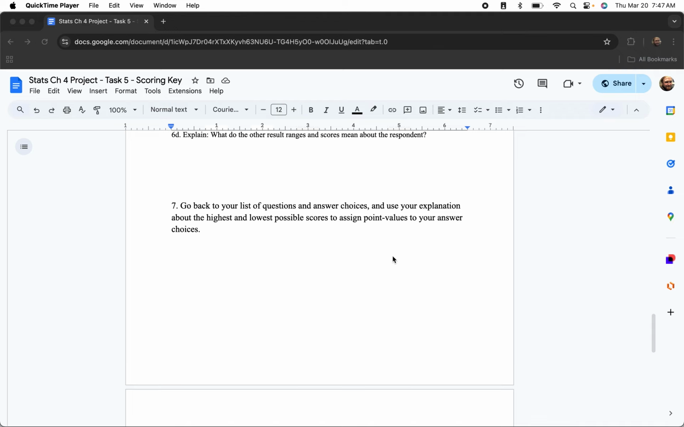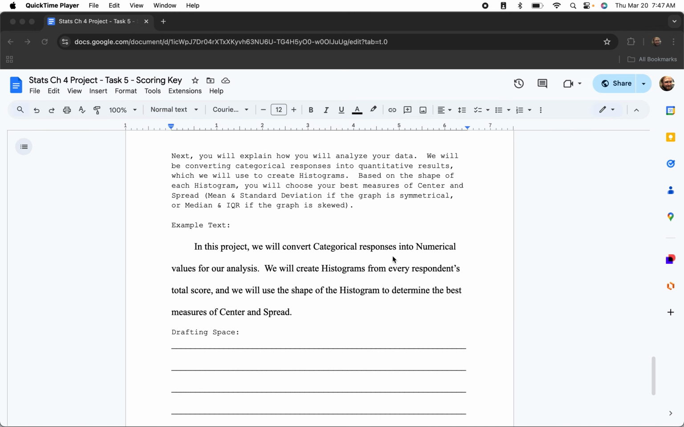And then once you're ready, you're going to explain how we are going to analyze the data by converting categorical responses into quantitative results, which we'll use to create histograms. Based on the shape of each histogram, you're going to choose your best measure of center and best measure of spread. It's either going to be the mean and standard deviation if you have a symmetrical graph, or the median and the IQR if the graph is skewed. Again, this is stuff from the first semester. This is how we look at and analyze our data, so that's why we're bringing it back here.